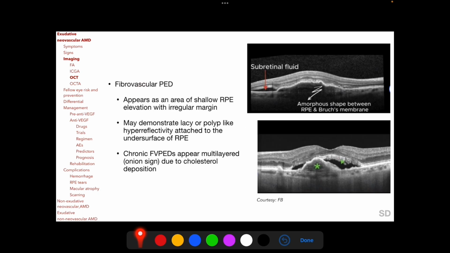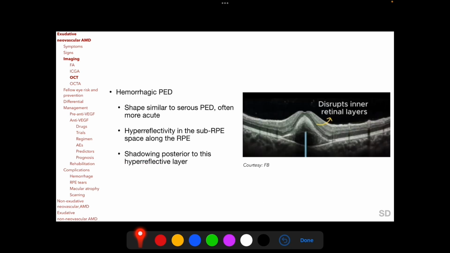Fibrovascular PED appears as an area of shallow RPE elevation with an irregular contour, and it may demonstrate lacy or polyp-like hyperreflectivity attached to the undersurface of the retinal pigment epithelium. Chronic fibrovascular pigment epithelial detachments appear multilayered, as seen here in this photograph, due to cholesterol deposition, and this is called onion sign. On OCT, hemorrhagic PED has a shape similar to serous PED but is often more acute, as seen here in this photograph, and there is hyperreflectivity in the sub-RPE space along the retinal pigment epithelium. Posterior to this hyperreflectivity, there is shadowing.